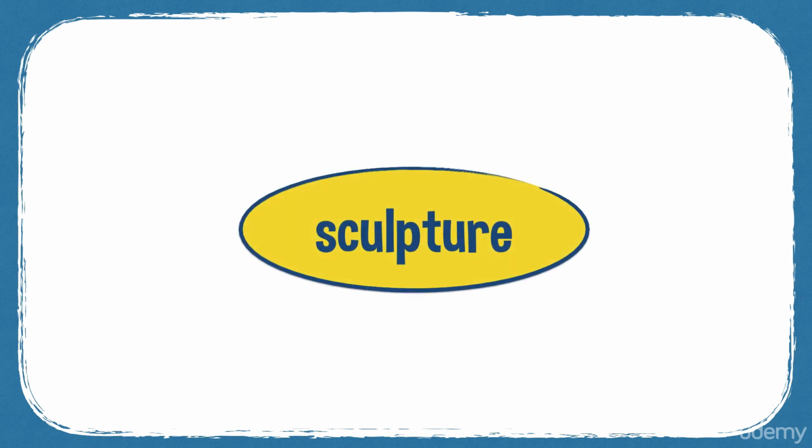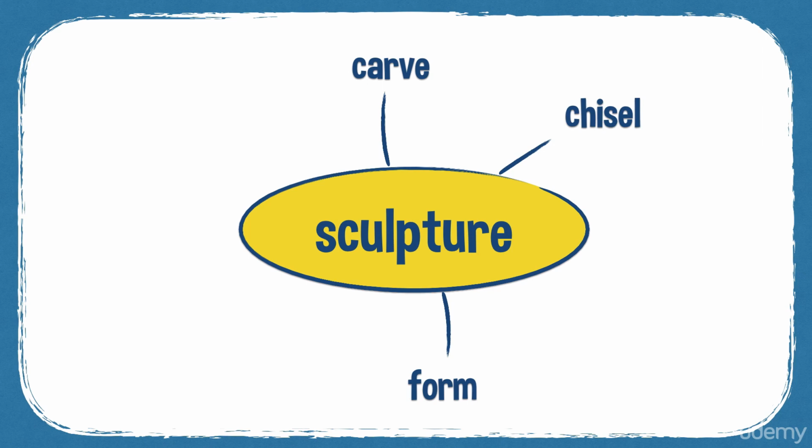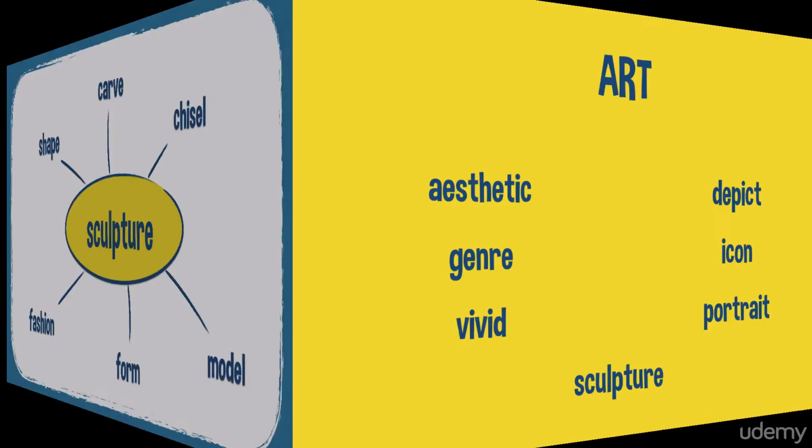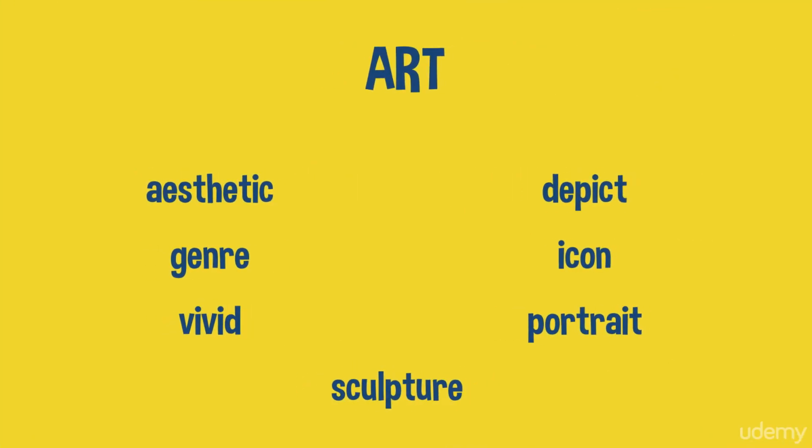And some synonyms for sculpture: carve, form, chisel. Chisel is something you often do with stone. You chisel a piece of stone into a sculpture. You can fashion something, often with your hands. And you can often shape things with your hands too. Or you can model something. You can model a sculpture. So there are your 7 art words: aesthetic, depict, genre, icon, vivid, portrait, and sculpture.